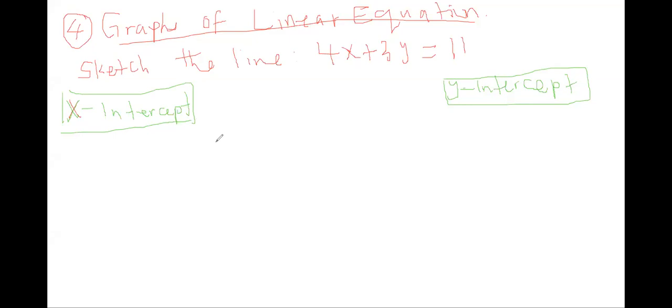These are the two intercepts we should calculate first in order to graph this line or linear equation. And what do we mean by x-intercept? When we say x-intercept, we want to know the value of x when y equals 0. What will be the value of x? When we talk about y-intercept, we want to know the value of y when x equals 0.